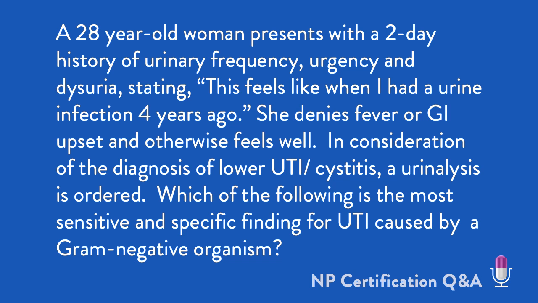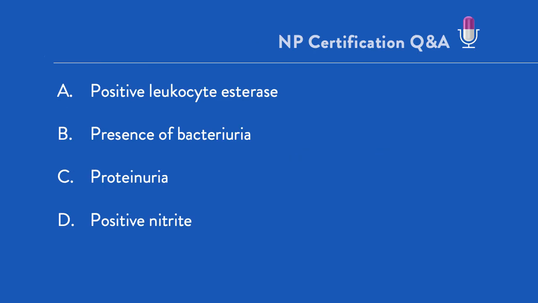A 28-year-old woman presents with a 2-day history of urinary frequency, urgency, and dysuria, stating, "This feels like when I had a urine infection 4 years ago." She denies fever or GI upset and otherwise feels well. In consideration of the diagnosis of lower UTI, also known as cystitis, a urinalysis is ordered. Which of the following is the most sensitive and specific finding for UTI caused by a gram-negative organism?